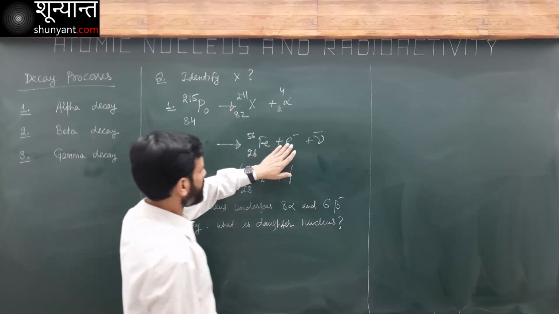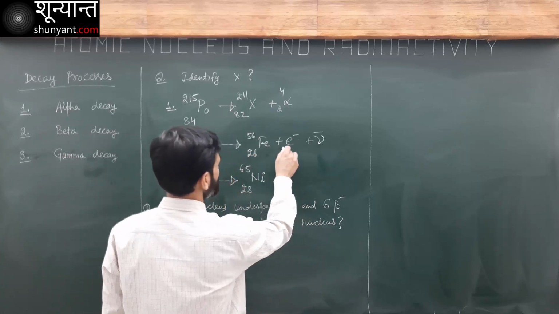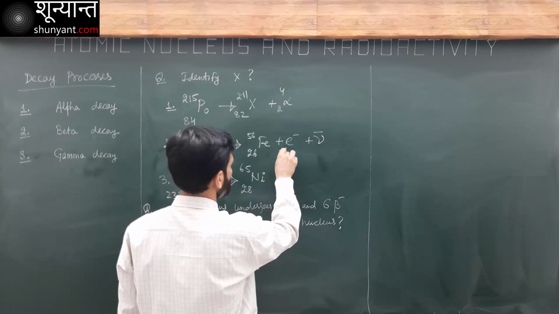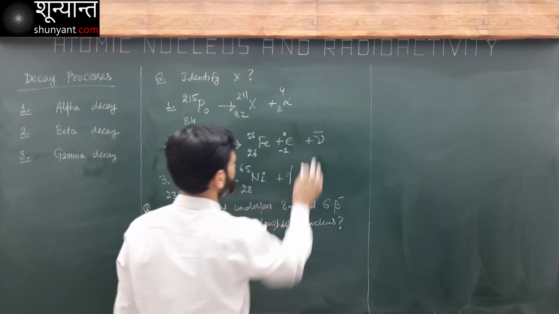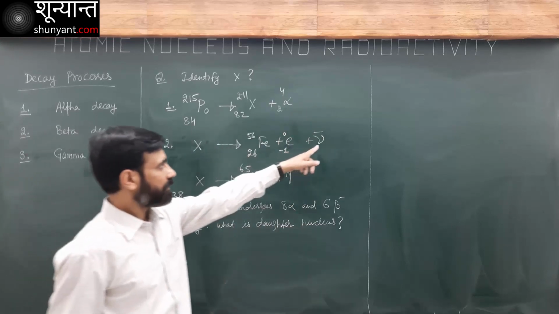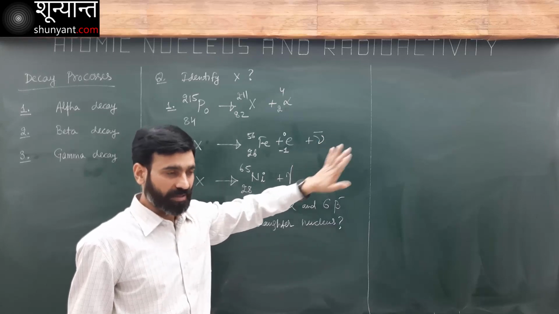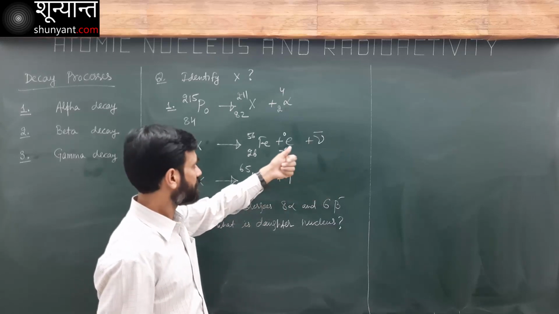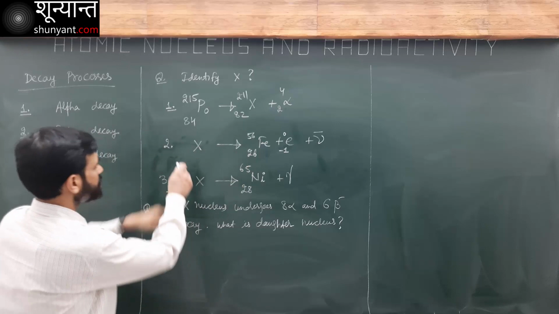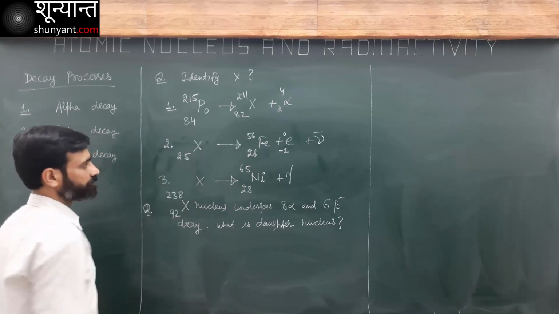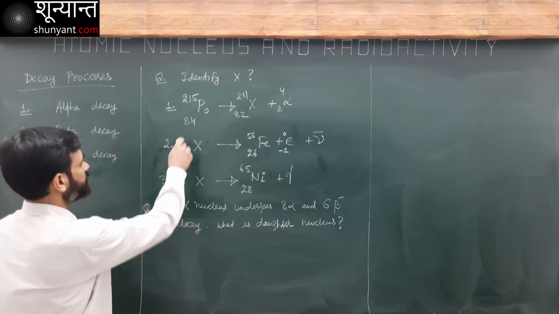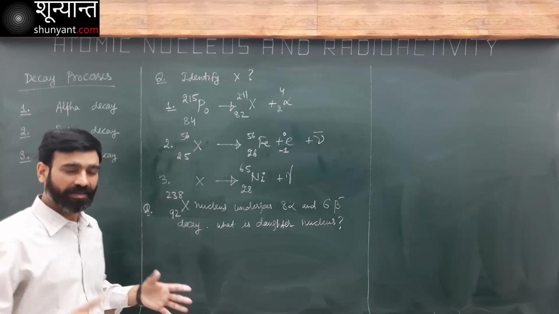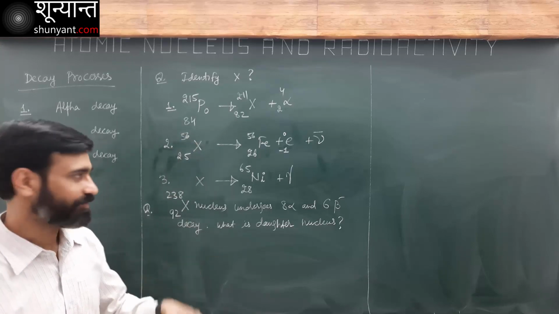Now the negative electron here: its charge is going to be -1 and mass is going to be 0. This is an anti-neutrino, chargeless, massless. Balance the charge, so this should be equal to 25 here, and this should be 56. That's how we balance charge and mass both.